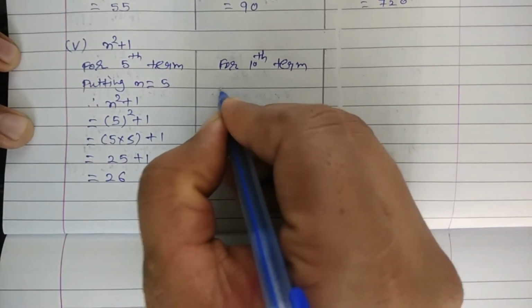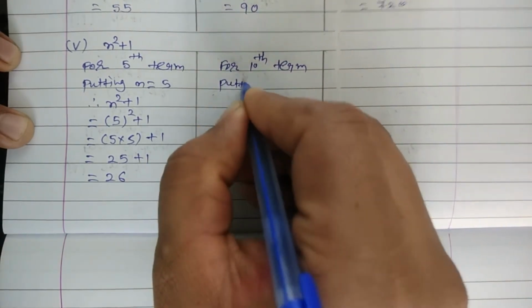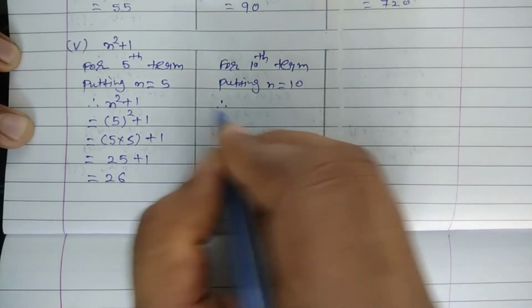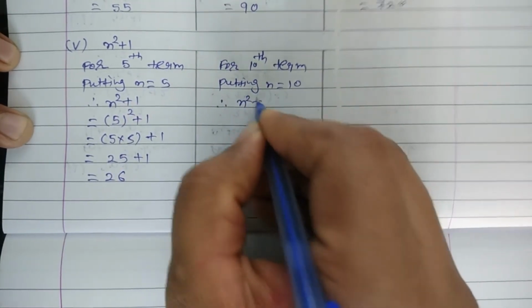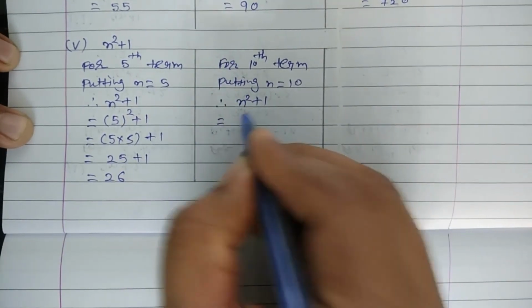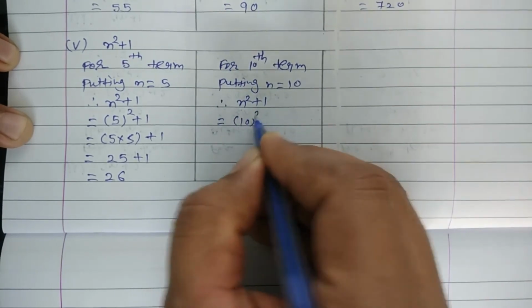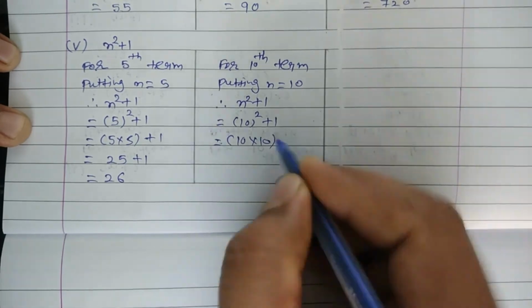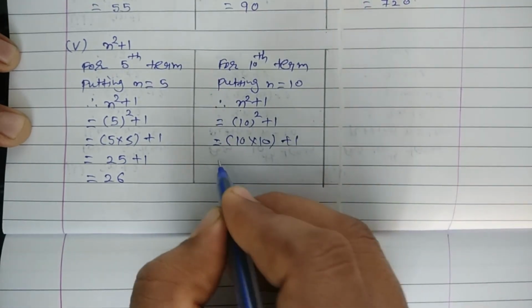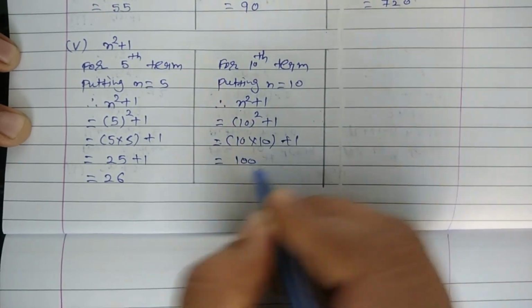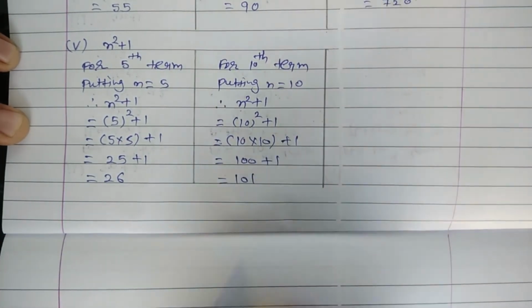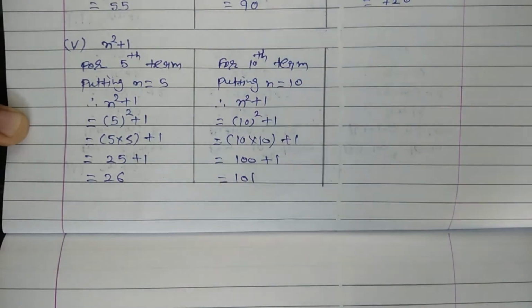Next, for the 10th term, putting n is equal to 10, and therefore expression n square plus 1 is equal to, instead of n we have to write 10. So it is 10 square plus 1. 10 square means 10 multiplied by 10, bracket close, plus 1, that is equal to 10 multiplied by 10, 100, plus 1, that is equal to 101, is our answer.